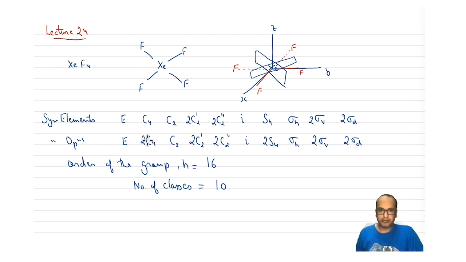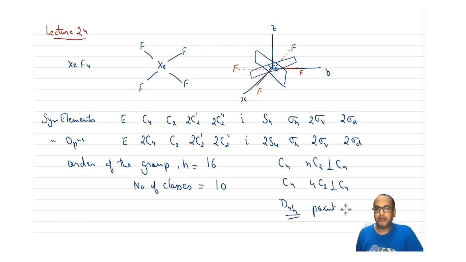So the point group will be, because there is one C4 axis, which is the principal axis, and we have 4 C2 axes. So there is a Cn axis and n C2s perpendicular to Cn, right? So we have C4 and 4 C2s perpendicular to C4. This will fall into the D4 point group. And because there is a sigma h present, that takes us to D4h, right? So point group determination is very simple. So D4h point group.